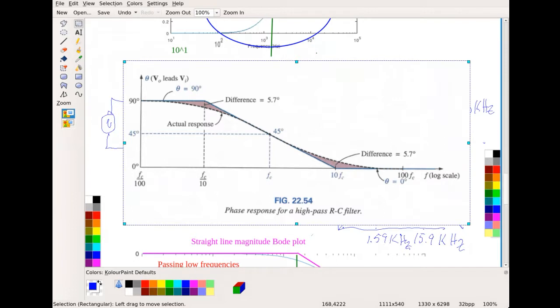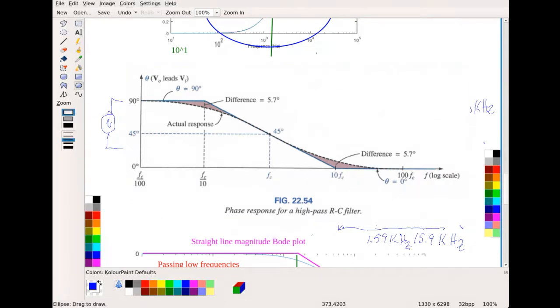going from positive 90 degrees, and then at that cutoff frequency it's at 45 degrees, and then as it goes on down it gets there, and so your largest error occurs at the cutoff frequency divided by 10. Okay, and your error is going to be 5.7 degrees off if you do straight lines, and at 10 times that, so that decade frequency.